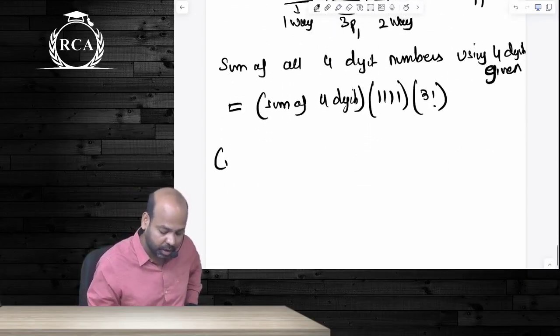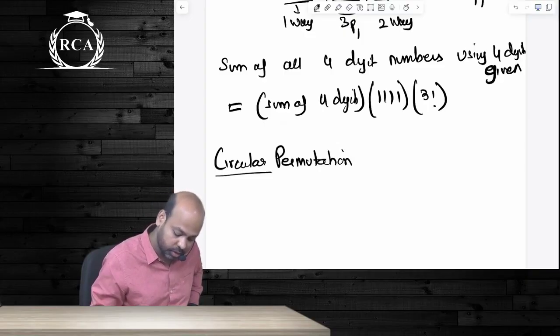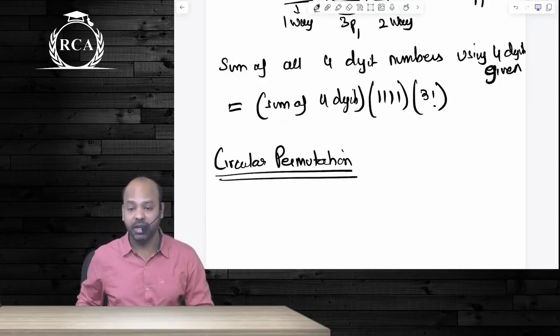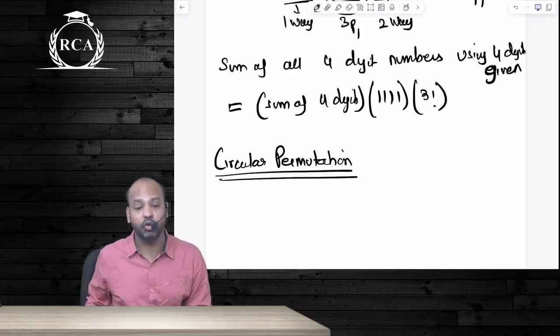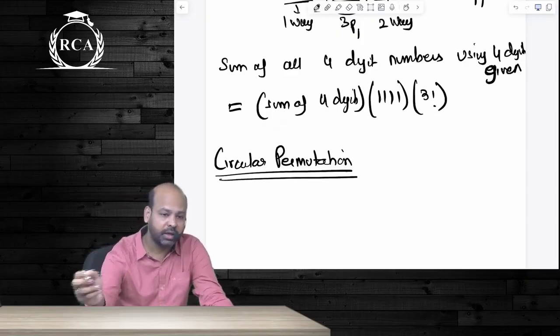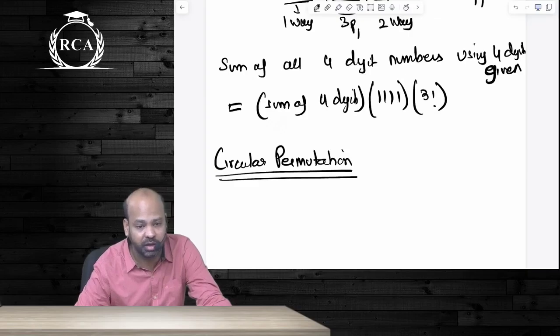Until now, whatever I was discussing, beta, were all cases of linear permutations. What is the difference between linear permutation and circular permutation? In linear permutation, beta, we have a defined start point and a defined end point. In circular permutation, there is no defined start point and no defined end point. That is why the number of circular permutations is lesser than the number of linear arrangements.